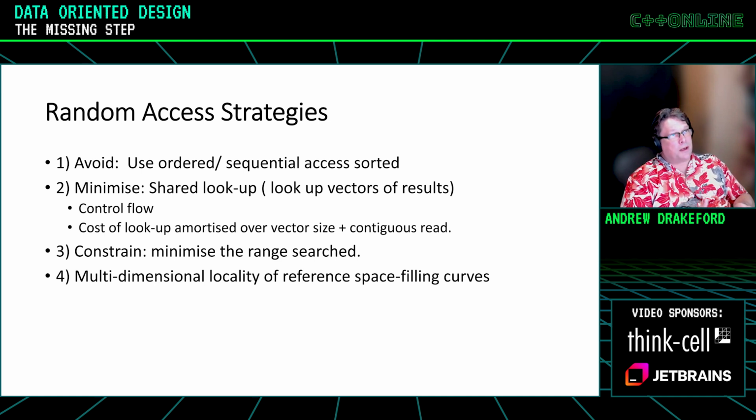Another thing we can try and do to speed up random access is to minimize the range searched in memory. So instead of trying to randomly access over a huge space, try to randomly access over a small array. This will tend to keep the data hot. And then there's multidimensional locality of reference and space filling curves.